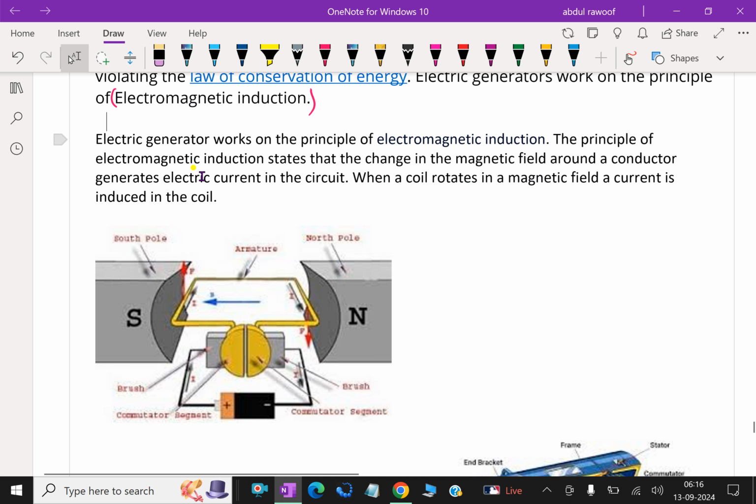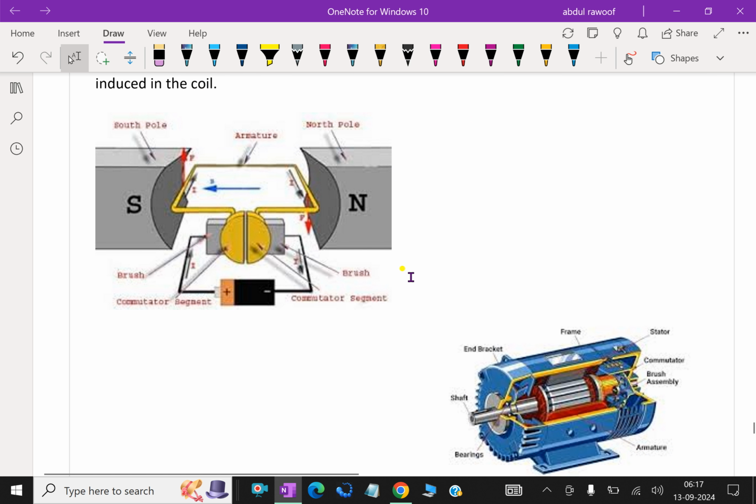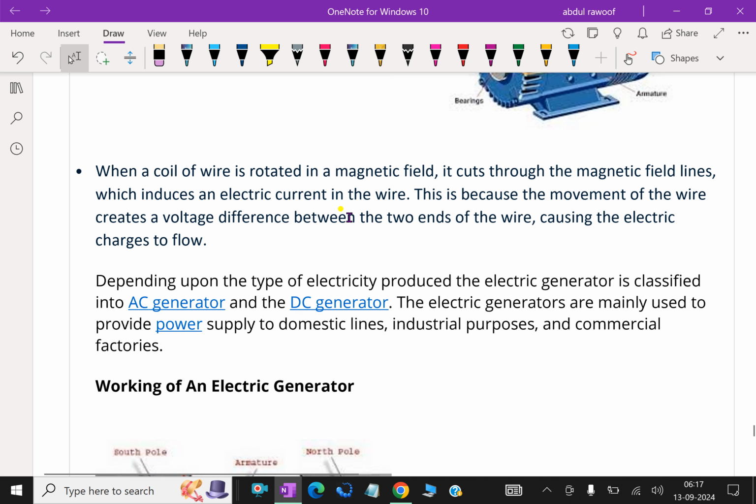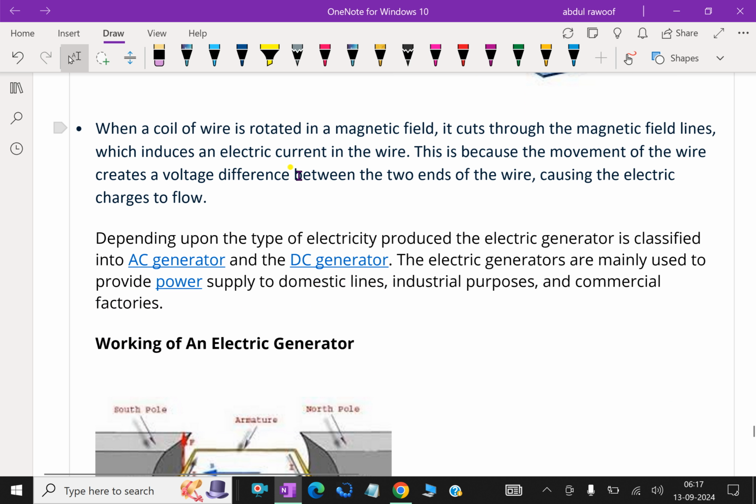The principle of electromagnetic induction states that a change in the magnetic field around a conductor generates electric current in the circuit. When a coil rotates in a magnetic field, a current is induced in the coil. When a coil of wire is rotated in a magnetic field, it cuts the magnetic field lines, which induces an electric current in the wire.